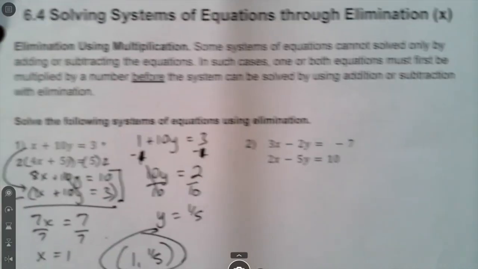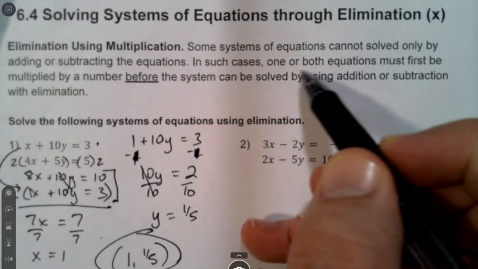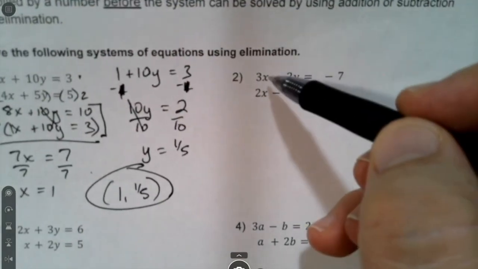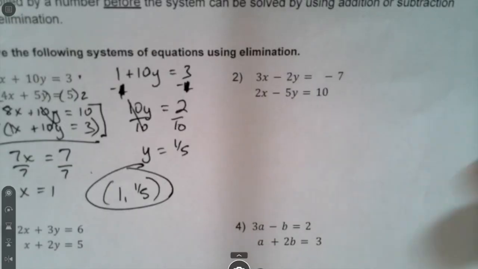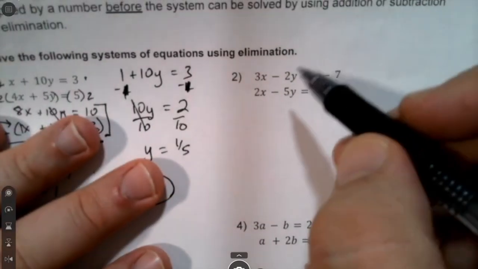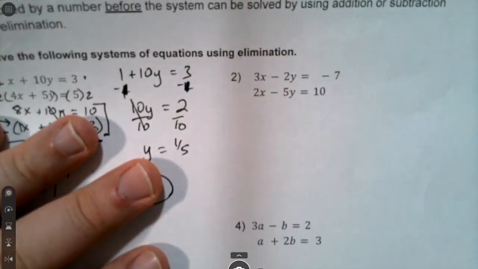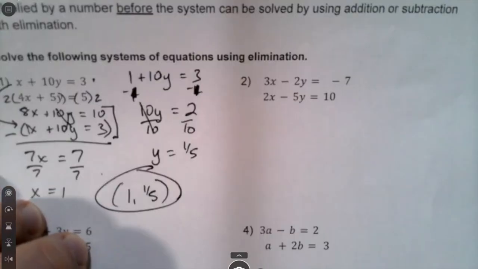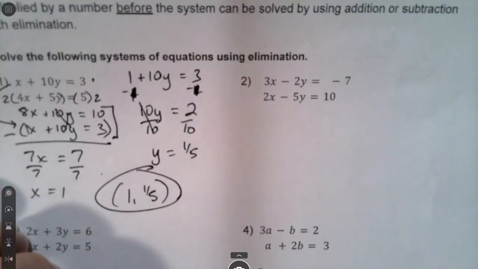So if you look back here, it says in such cases one or both of the equations must be multiplied by a number. So here it's truly up to you whether you want to make the x's match or the y's match. I don't really think one makes it any easier or harder than the other. I'm just going to choose the x's. So I've got to think, okay, I can't turn a 2 into a 3. I can't turn a 3 into a 2. But what number can I turn both of them into? In other words, what's the lowest number that both 3 and 2 could go into evenly? Well, that would be 6.